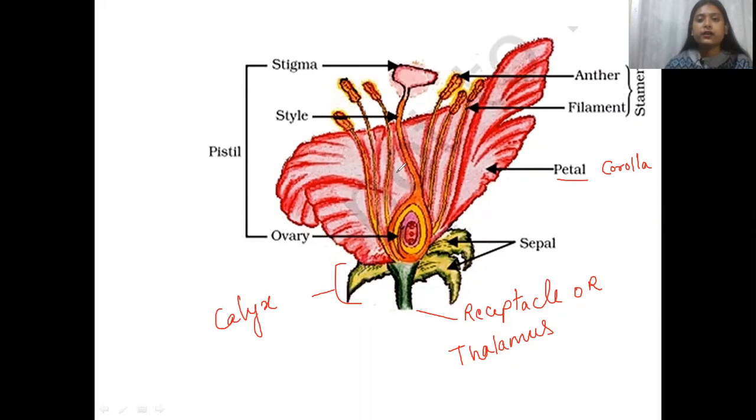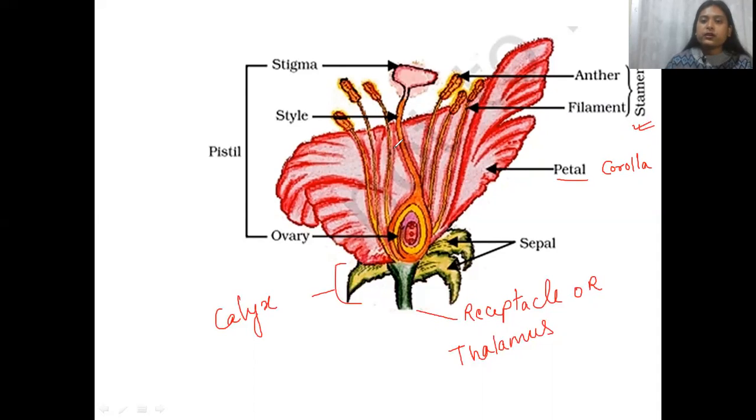Next, it will have male and female reproductive structures. So the male reproductive structure is known as the androecium, and the female reproductive structure is known as the gynoecium. So over here, the structures that you can see, there are 6 stamens. Okay, the upper bilobed structure is known as the anther, and this lower slender structure is known as the filament. They together constitute the androecium, which is also known as stamen.